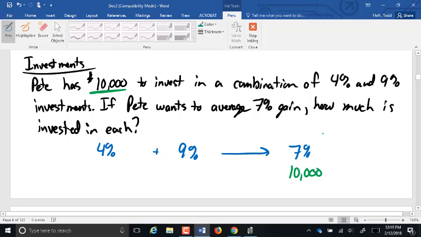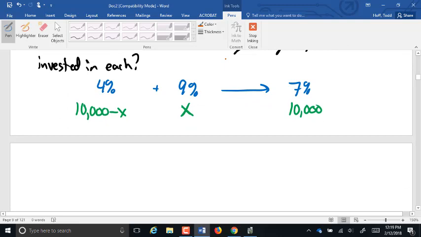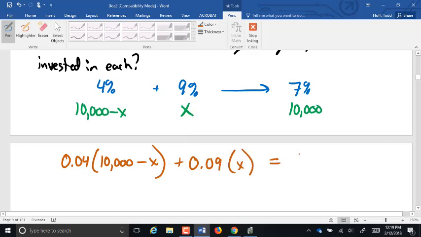That's their total investment. We now need to split that up into what amount goes into each of the others. Now, once again, I'm going to let X be the amount of the higher percent, the 9%. So the 4% will be 10,000 minus X. Now, we may run out of time before we finish this one, but that's okay. We'll go ahead and get it set up here. So now we got the concentration, or in this case, the percent, the rate of 4%, 0.04, times the amount of 10,000 minus X. Plus the 9% will be 0.09 times the amount of X is going to equal the 7%, or 0.07, times that amount of $10,000 total.